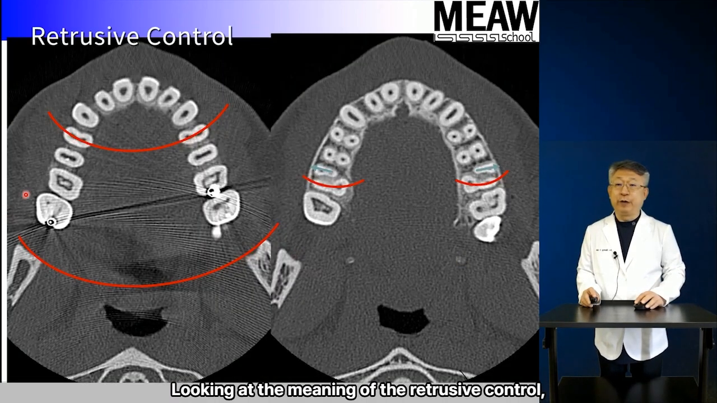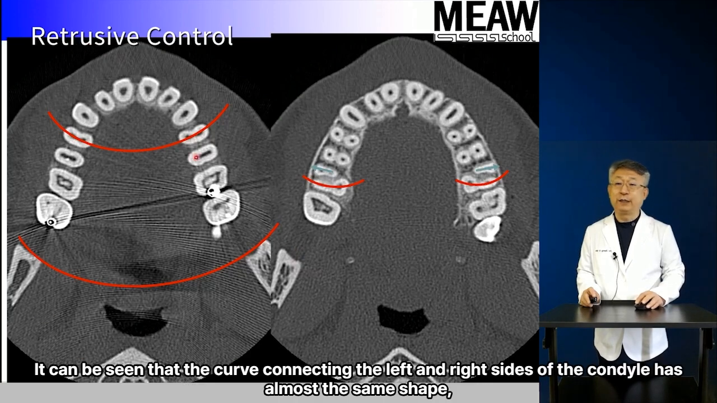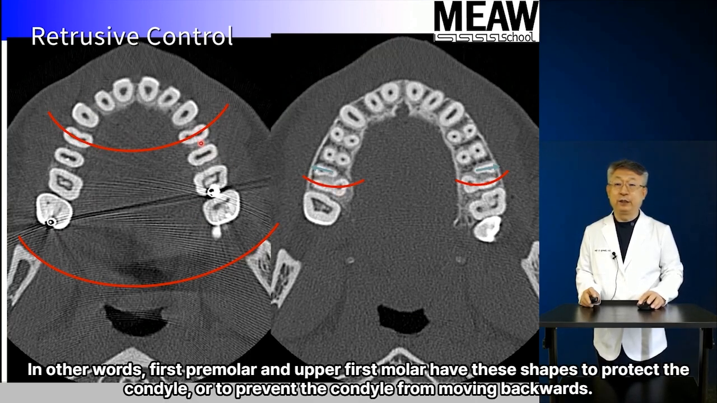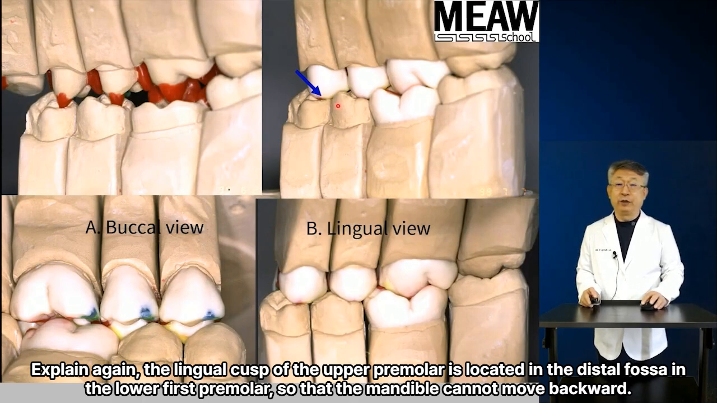Looking at the meaning of the retrusive control, it can be seen that the curve connecting the left and right sides of the condyle has almost the same shape as the curve connecting the oblique ridge retrusive barrier of the maxilla and the first premolar of the maxilla. In other words, the first premolar and upper first molar have these shapes to protect the condyle, or to prevent the condyle from moving backwards. Explain again. The lingual cusp of the upper premolar is located in the distal fossa of the lower first premolar so that the mandible cannot move backward.